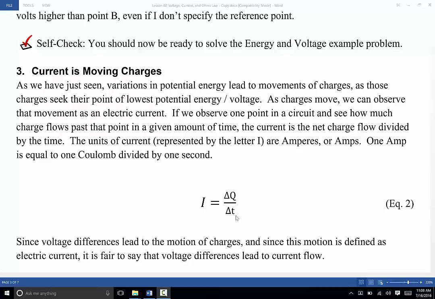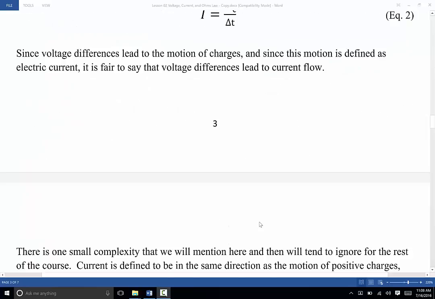So we can talk about calculating a current, and that current is going to be a result of voltages. When we have the voltage and we can calculate the current, that's going to be the most important thing for circuit analysis that we're going to be doing.